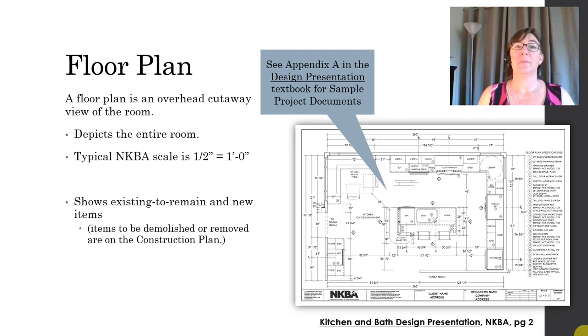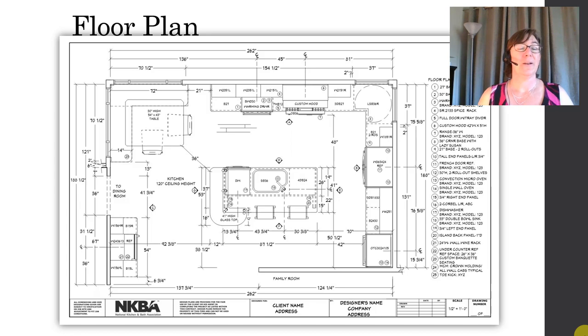Okay, so your floor plan will depict the entire room. If possible, get the entire kitchen on one sheet at the typical scale of 1/2 inch equals 1 foot. It specifically shows any existing to remain and any new or proposed items. On this drawing, we're not showing anything that's going to be demolished or removed. There's a separate drawing for that. It's called the construction plan. So if you haven't already, go ahead and pull out that Appendix A. We're going to be looking more closely at this floor plan, this example right here.